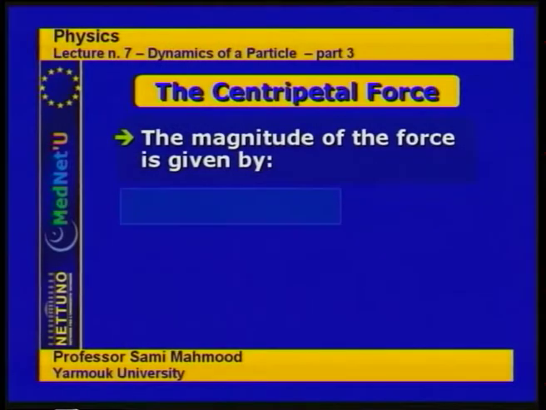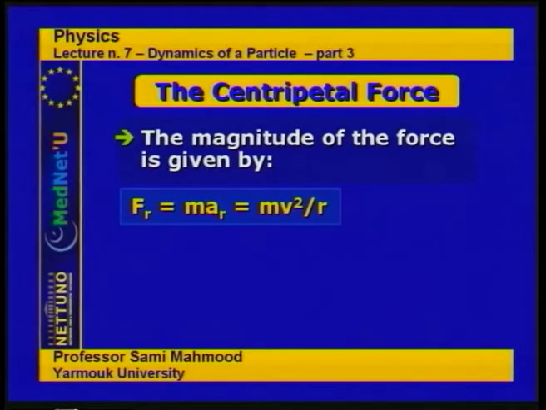The magnitude of the centripetal force is given, as we can see from Newton's second law, by F sub r equals m, the mass of the object which is moving, times its radial or centripetal acceleration, a sub r. Applying this second law of Newton, we arrive at the formula which gives the centripetal force responsible for the centripetal acceleration: F_r = mv²/r.